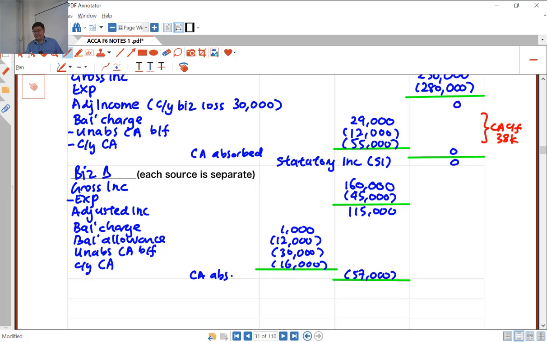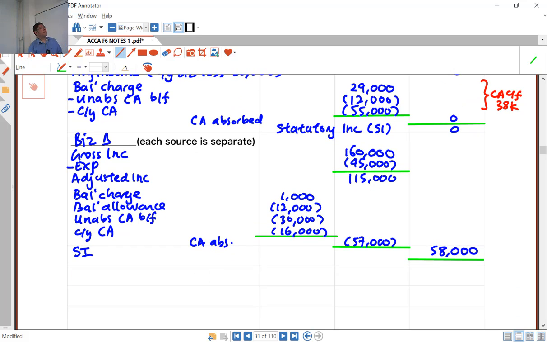Now, whereas business B, there is no CA that you carry forward. So 115, you minus 57, so we have 58. All right, so my SI will be 58. Okay. Now that's quite straightforward figure. So you know in the exam you will have sometimes questions like that, but maybe the detail of the questions is slightly more complex, but that's how they generally will do it.